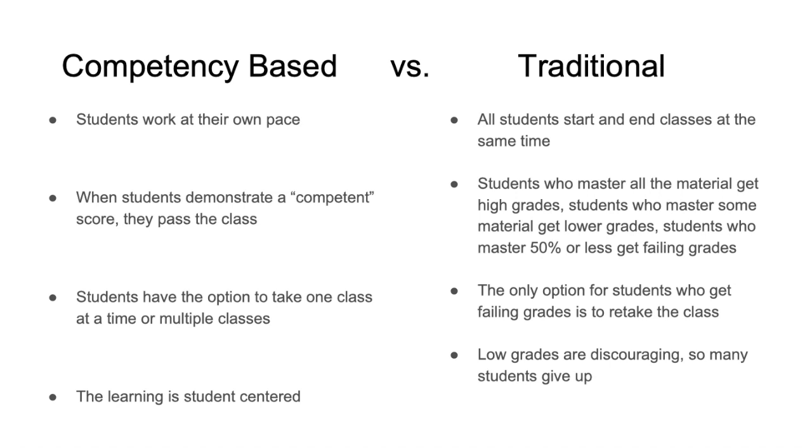And then the next bullet point: when students demonstrate a competent score, they pass the class, and that is also done on an individual basis. That's something that some students have to work for multiple times, and so it might seem like students are getting redo after redo, but before they can retest, they're supposed to be able to work on those skills before they're able to reassess.